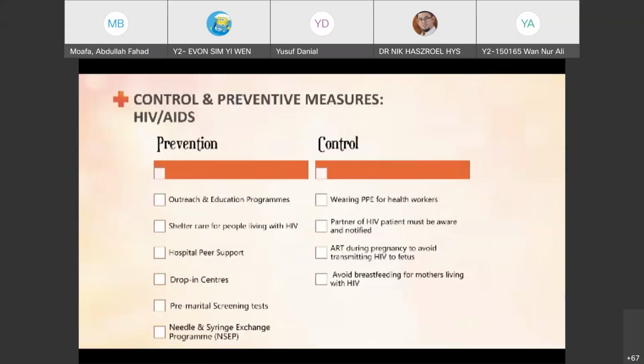Then needle and syringe exchange program, NSEP. This is a social service that allows injecting drug users to obtain clean and unused hypodermic needles at little or no cost, and it is based on the philosophy of harm reduction that attempts to reduce the risk factors for bloodborne disease such as HIV and AIDS. That is for the preventive measures.